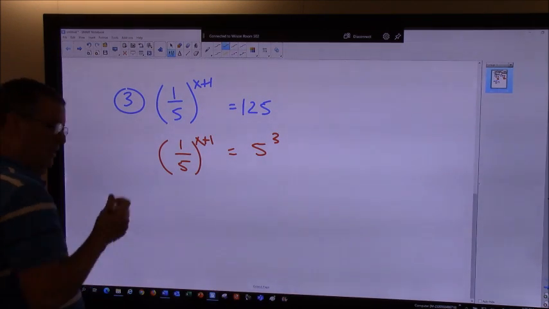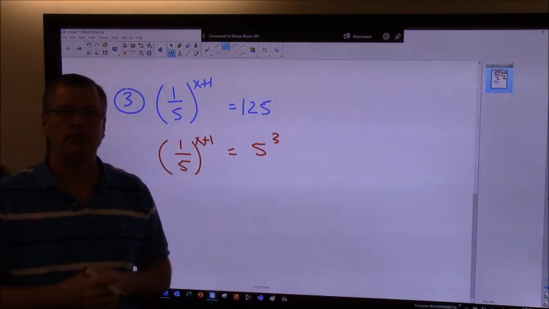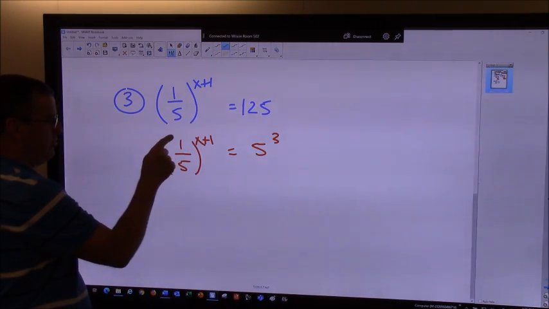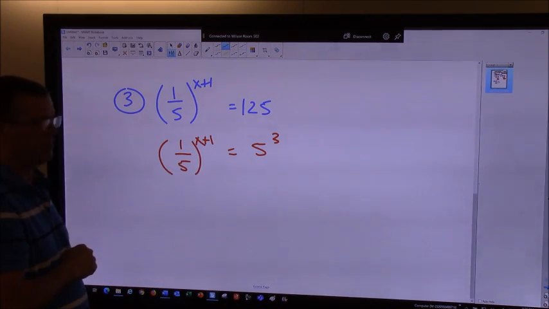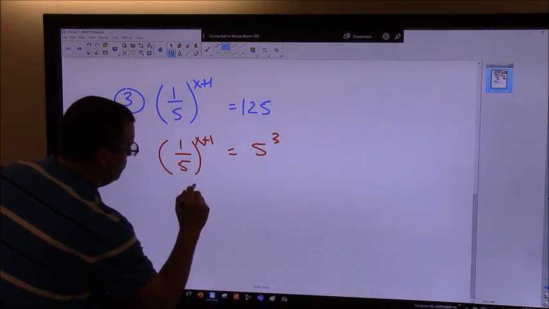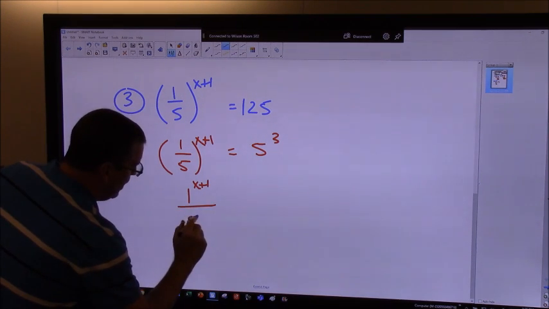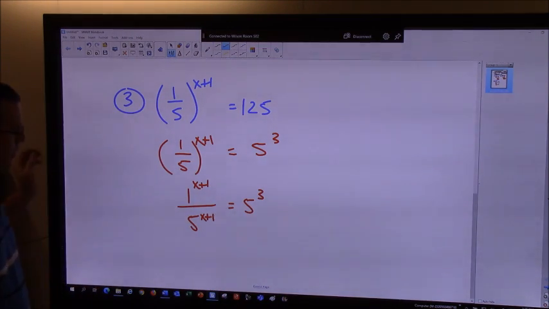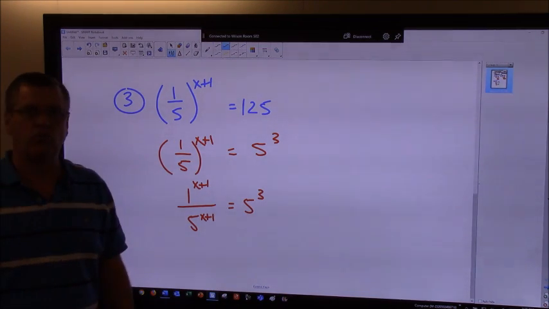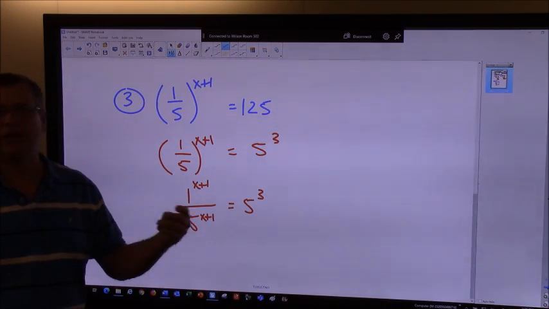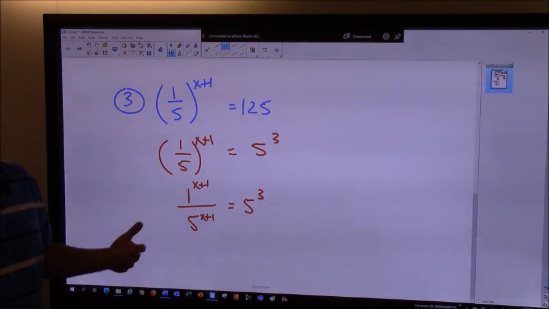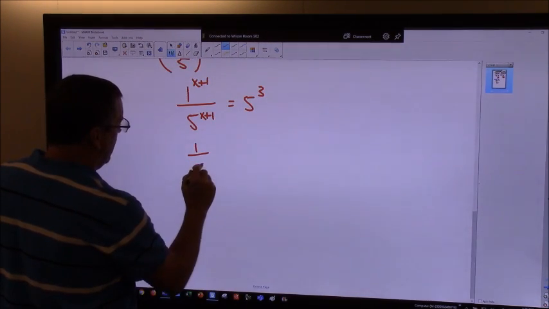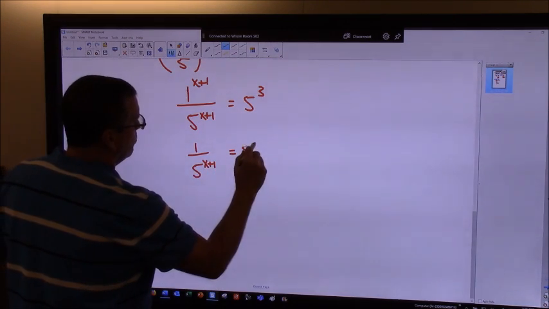So what I'm going to do is, and this is where it's probably really important to remember the properties of exponents. One of the properties is if you've got a fraction raised to an exponent, both the numerator and the denominator get raised to that. So this would be 1 raised to the x plus 1 over 5 raised to the x plus 1 equals 5 to the third power. Well, I know 1 raised to any exponent is just 1, right? 1 times 1 times 1 times 1. Whatever x is, I don't care. I'm just going to keep on multiplying 1s, and so I'm just going to get 1. So I'm going to write that as 1 over 5 to the x plus 1 equals 5 to the third power.